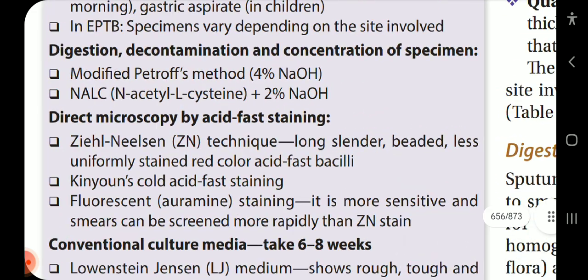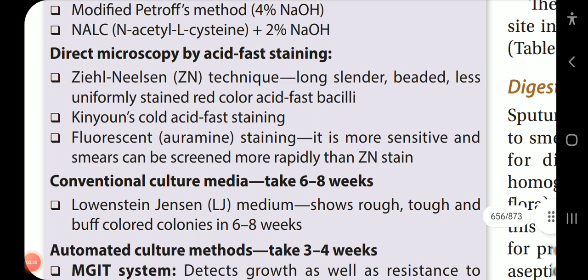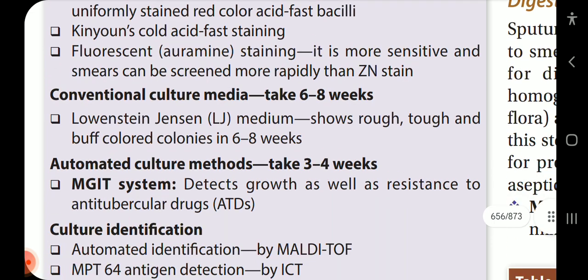Digestion, decontamination and concentration of the specimen by modified Petroff method, 4% NaOH, and NALC, N-acetyl L-cysteine plus 2% NaOH. Direct microscopy can be done by acid-fast staining, ZN staining technique. Long, slender, beaded, less uniformly stained, red-colored acid-fast bacilli are seen. Kinyoun's cold acid-fast staining, and fluorescent or auramine staining, more sensitive, and smears can be screened more rapidly than ZN stain.